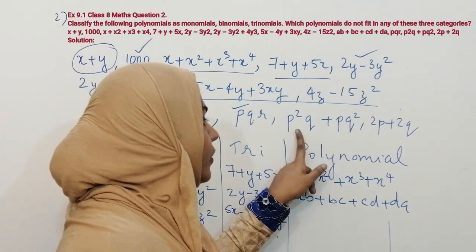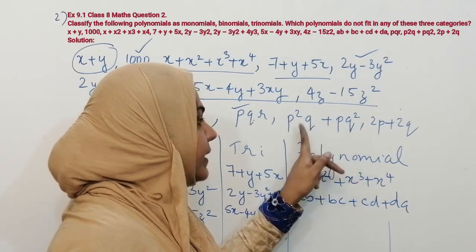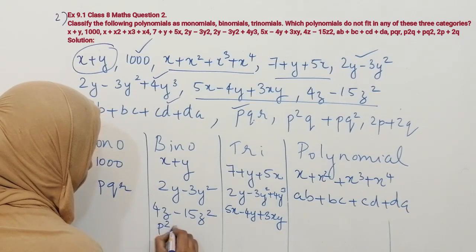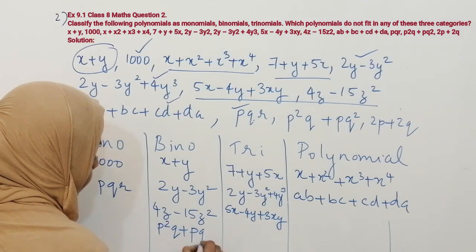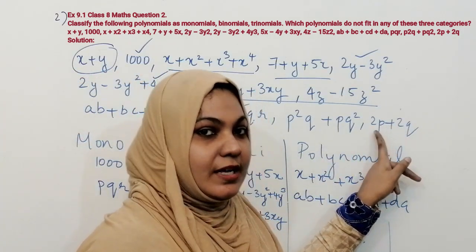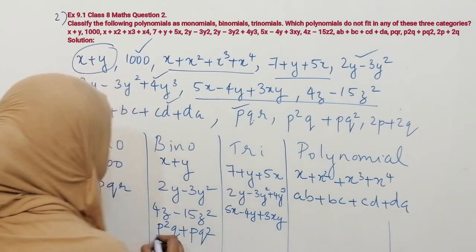Second last one is P square Q plus PQ square. That means it has two terms. So that means it is a binomial. So last one 2p plus 2q. You know that it has two terms. So it's under binomial.